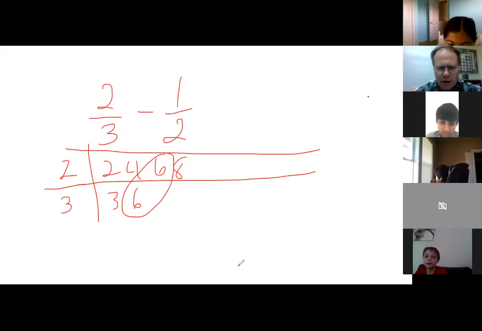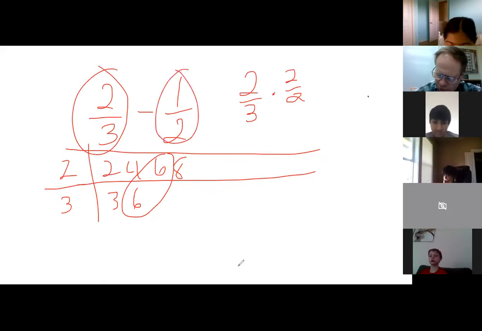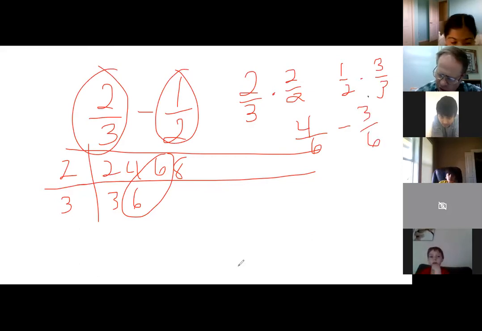That's the one number that will be the first one that you hit that's the same in both when you do multiples. So this one, to make it 6, you multiply by 2 over 2. And then the other one, you multiply by 3 over 3. So on this one, you're going to have 4/6, and this one, you're going to have 3/6. And then you subtract it, and it ends up being 1/6 altogether.